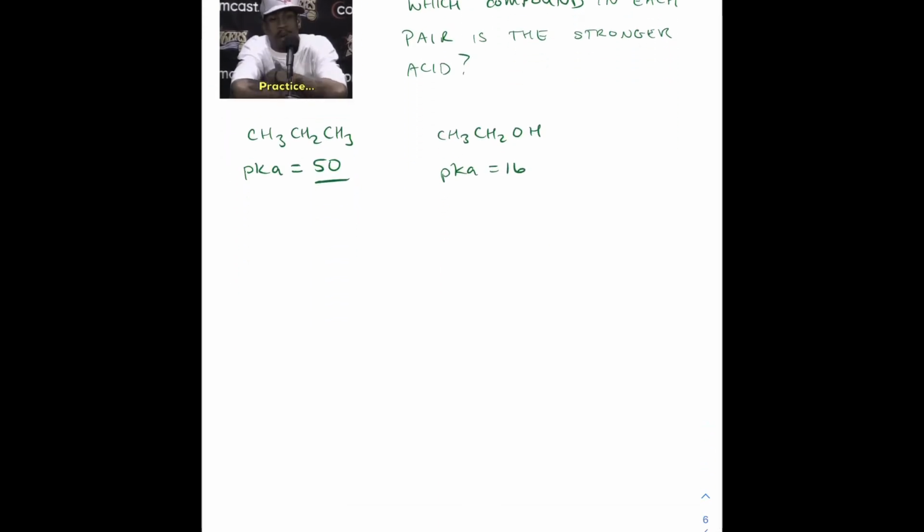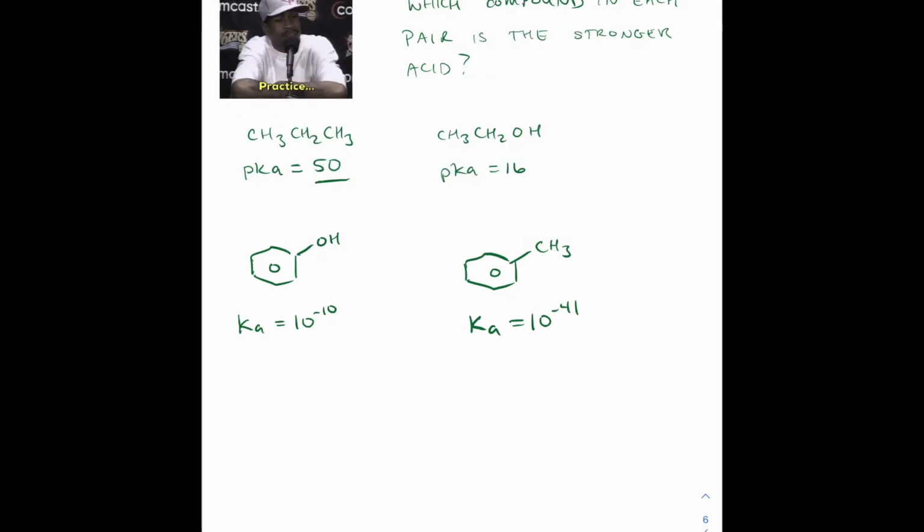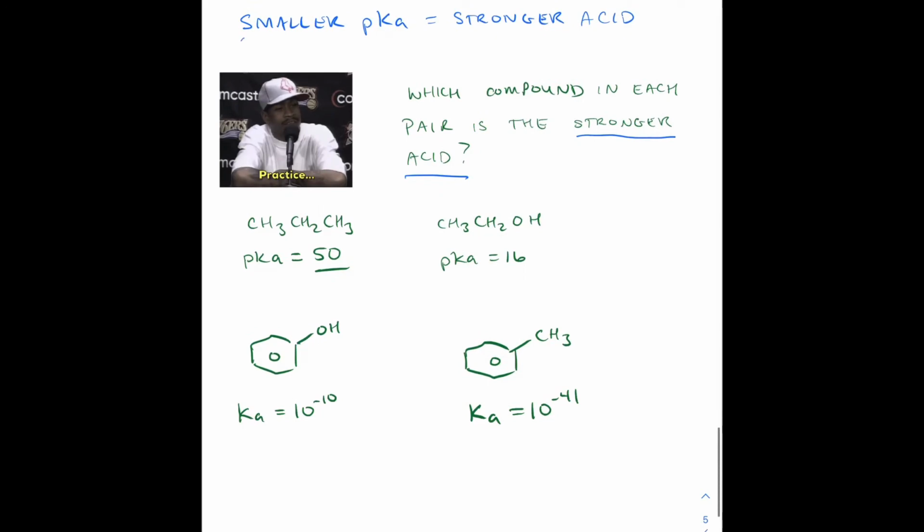Okay, so we've got propane and ethanol. The pKa of propane is 50, the pKa of ethanol is 16, and then we have phenol, this benzene ring with an OH on it, whose Ka is 10 to the negative 10, and then toluene, whose Ka is 10 to the negative 41. So remember, we're looking for the stronger acid. For the first problem, the smaller the pKa, the stronger the acid. So that means ethanol is the stronger acid.